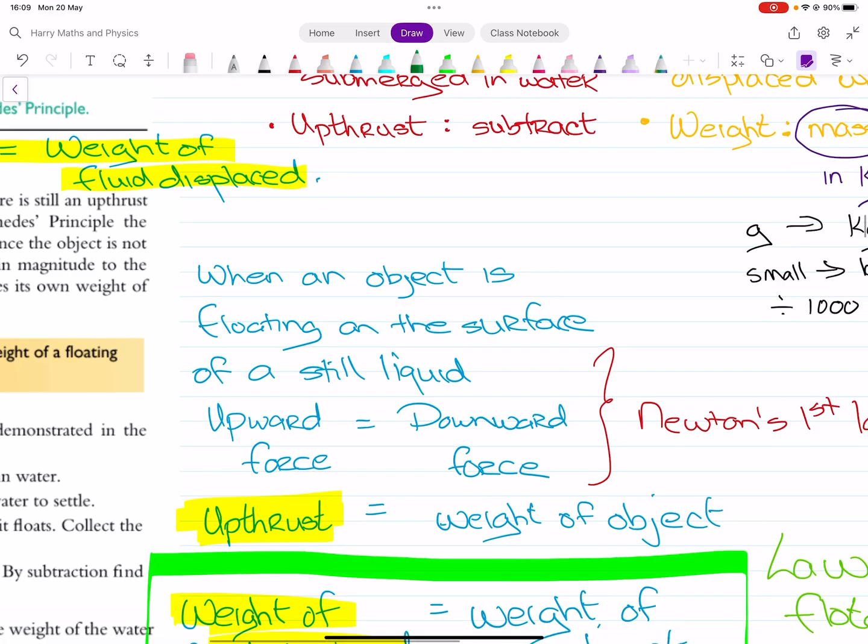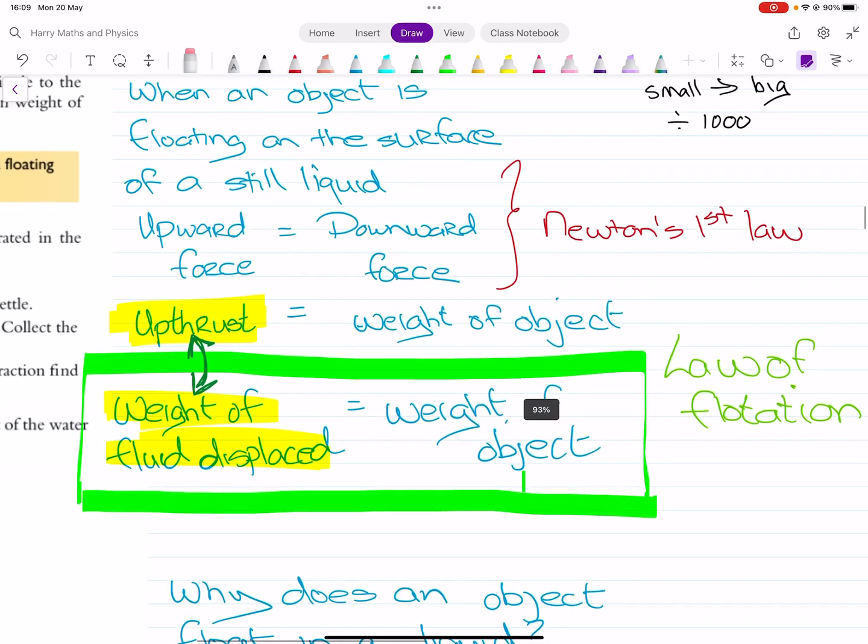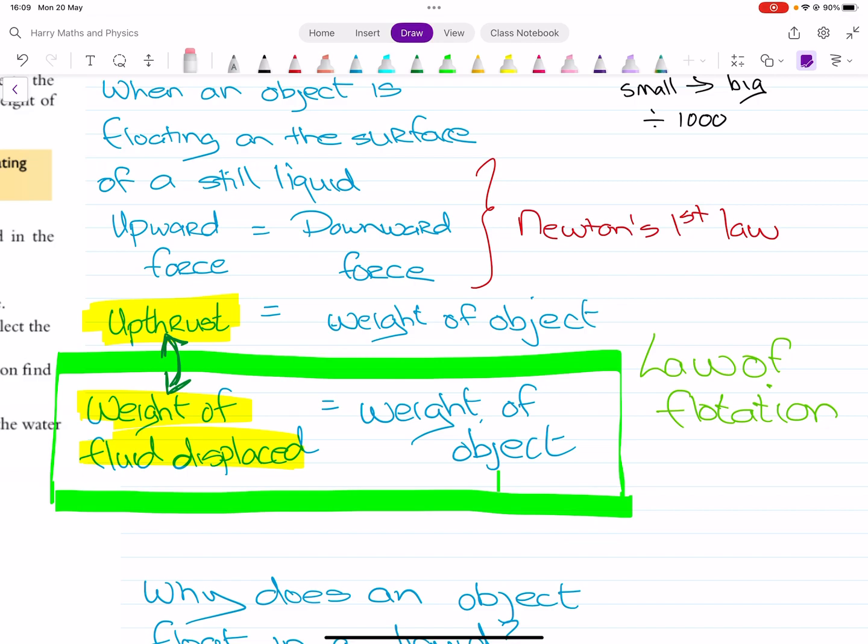So all that happens in the law of flotation is you take Archimedes' principle. Sorry. So you take Archimedes' principle and you just acknowledge that the upthrust and the weight of the fluid displaced is, so that's Archimedes' principle. So, with the law of flotation, if the object is still on the surface, still unmoving, then see here, the upward force equals the downward force. Like I said, Newton's first law. Yeah? The upward force is being provided by the upthrust and the downward force is the weight of the object.